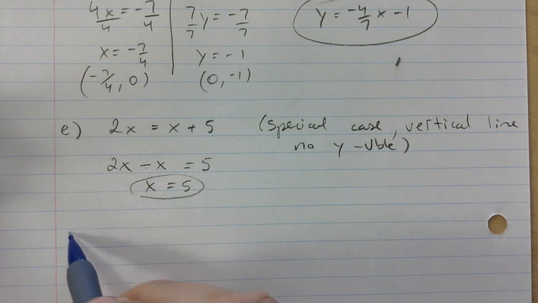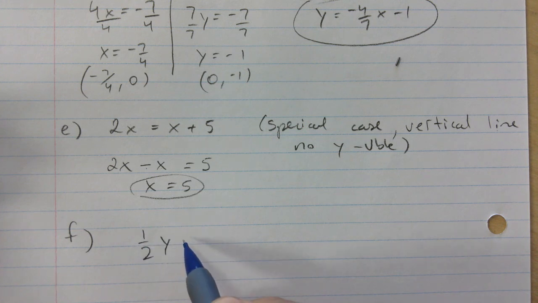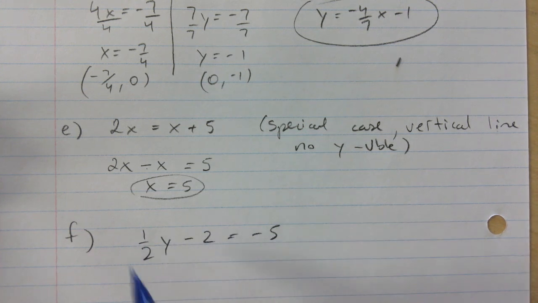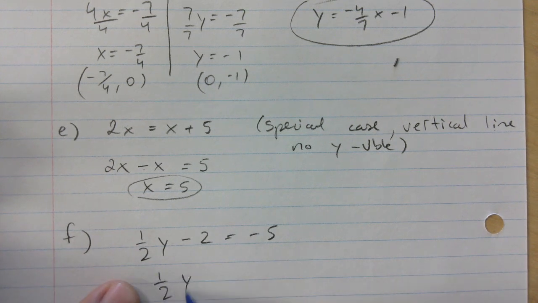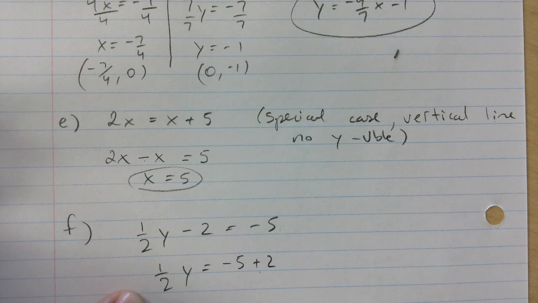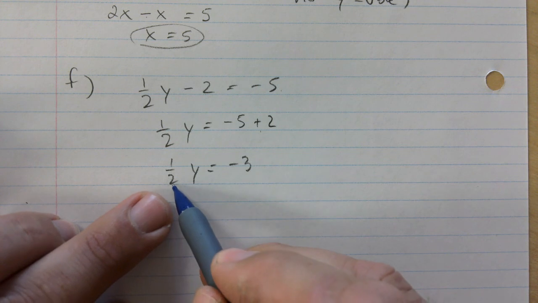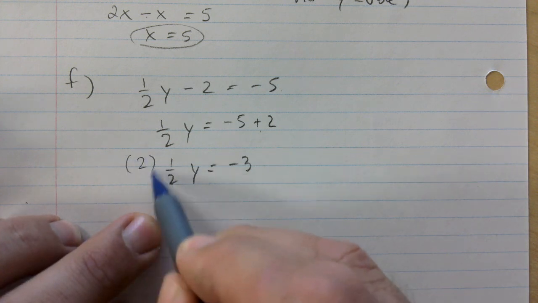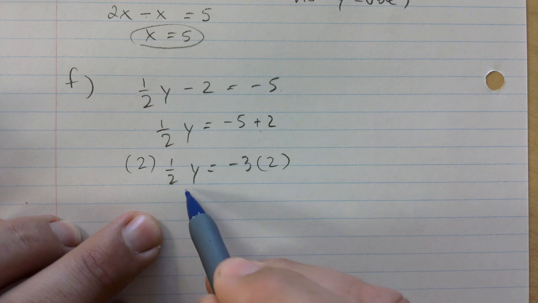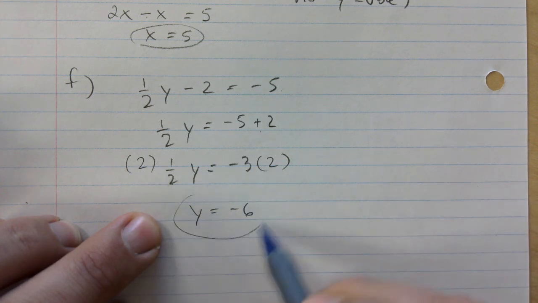And last one, negative 1/2 y minus 2 is equal to negative 5. Special case, no x variable. I will go 1/2 y is equal to negative 5 plus 2, because the 2 comes over. So it's 1/2 y is equal to negative 3. What do you do there to get rid of that half? Multiply both sides by 2, right? Because that will get rid of this. y is equal to negative 6. So it's a horizontal line.